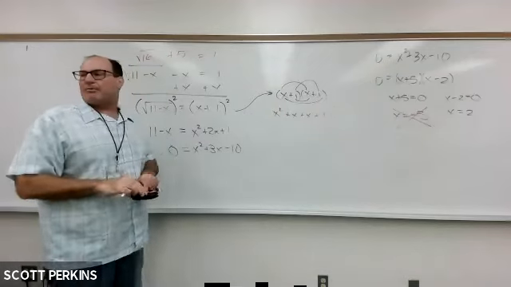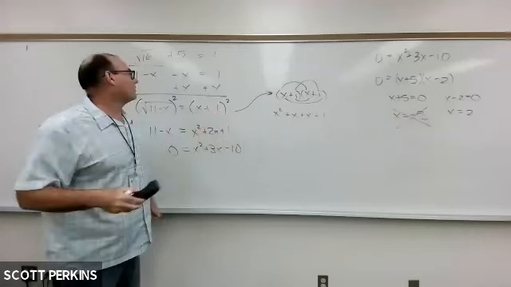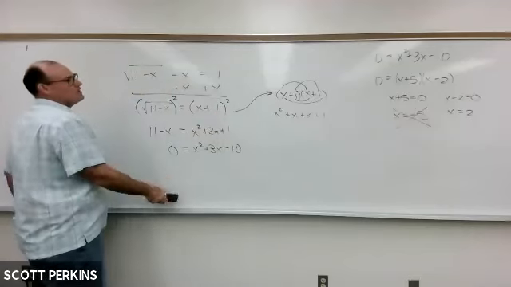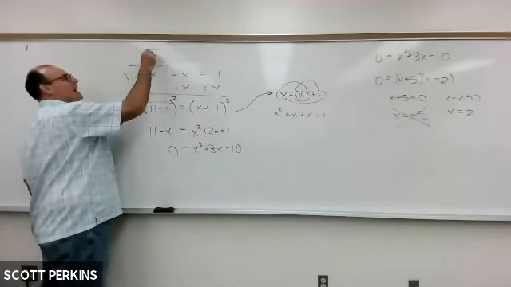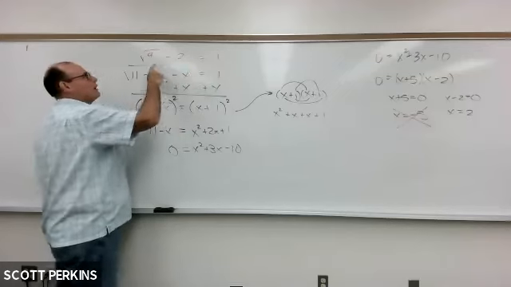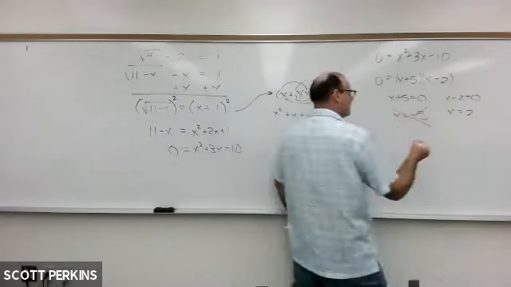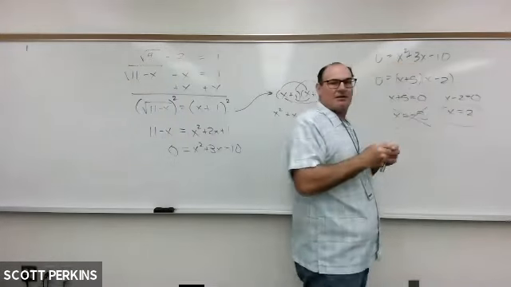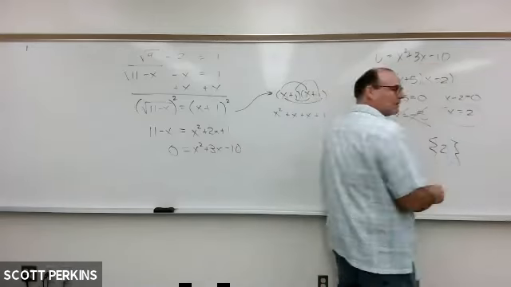Always check both, because just like rational equations, one might work, both might work, none might work. It just depends on the problem. So when I put 2 in, 11 minus 2 is 9, so I have to square root 9 minus 2. And then is that equal to 1? Well, the square root of 9 is 3. 3 minus 2 is 1. Okay, good. Always happy when at least one of them works. It makes me feel like I actually accomplished something. And so there is my solution set.